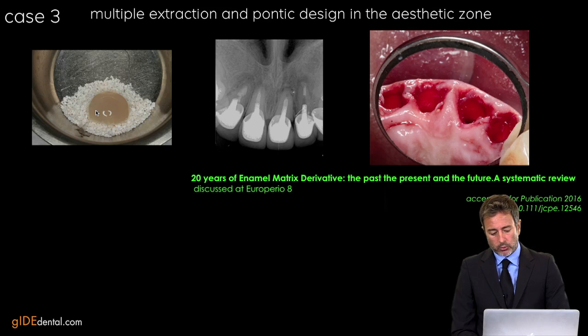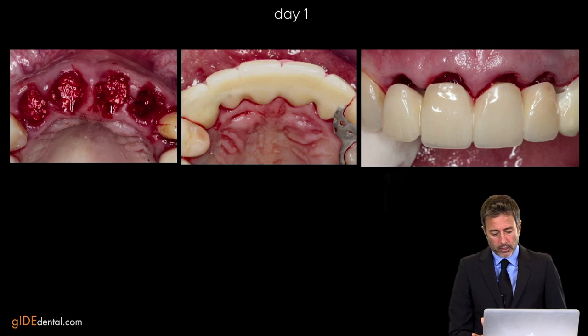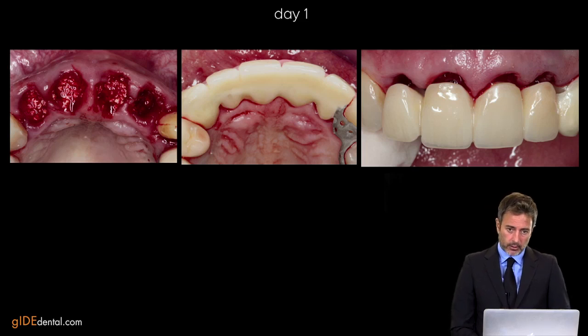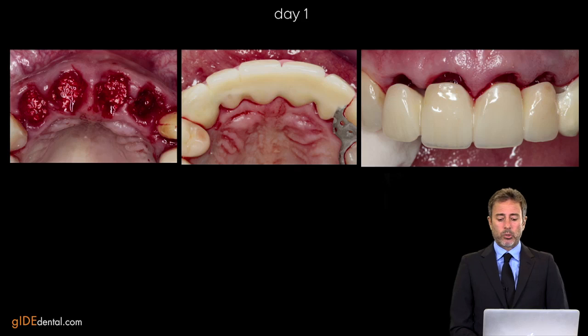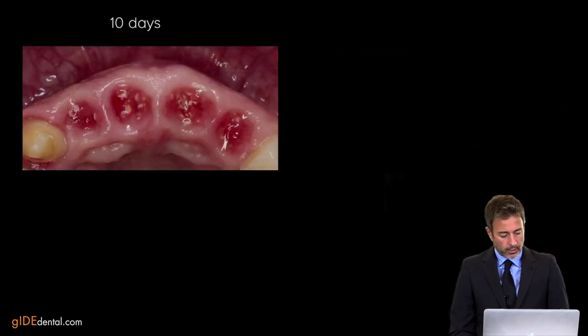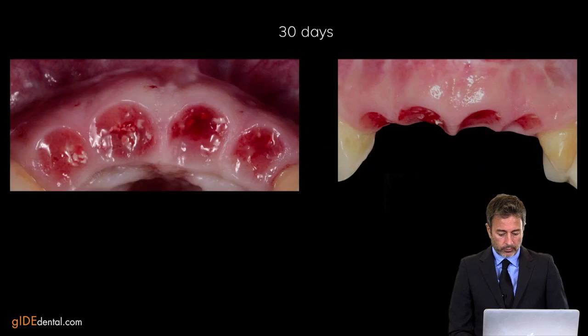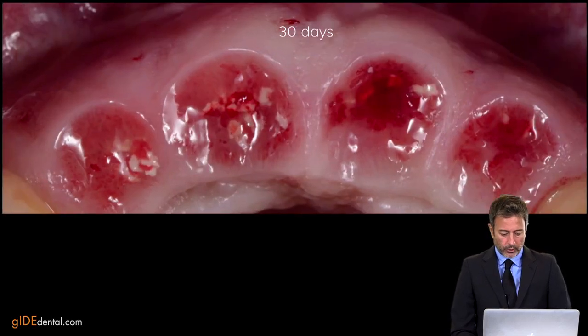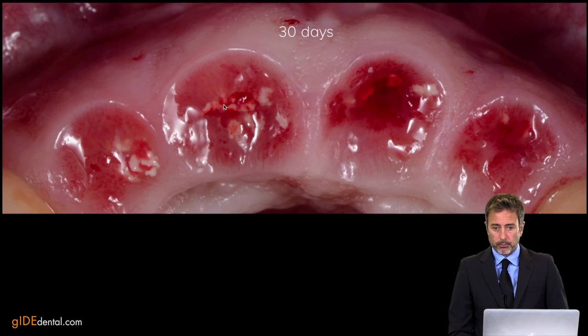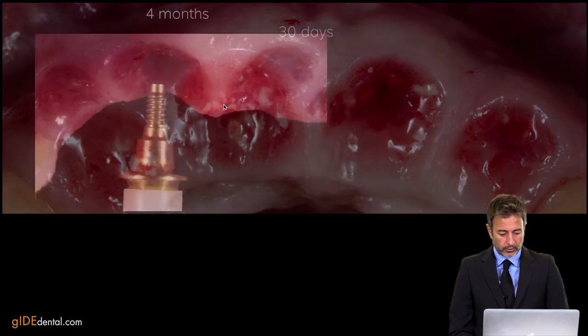And this is a case where we extracted 4 central incisors. We put this mixture of the xenograft and the Emdogain immediately, and we put a fixed provisional restoration, which is like a Maryland bridge. So this is at day 1, and this is at 10 days after the extraction. This is at 20 days after the extraction, 30 days. We see some xenograft particles in the area of the extraction socket.